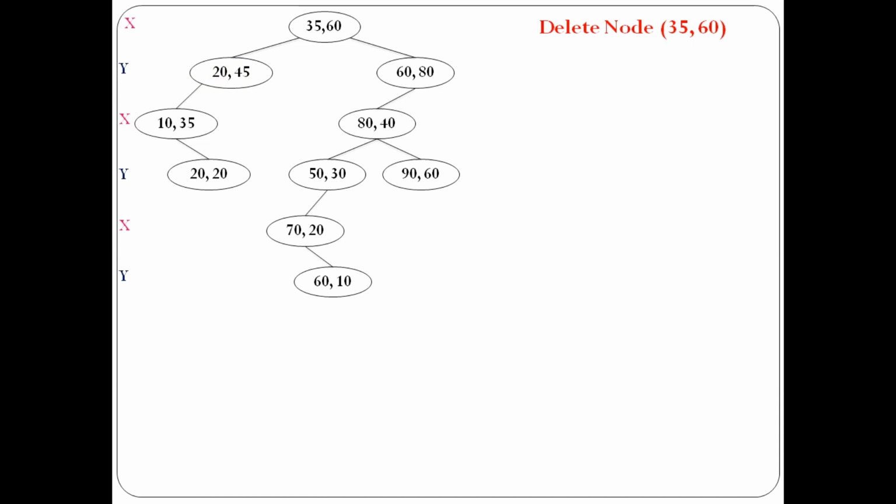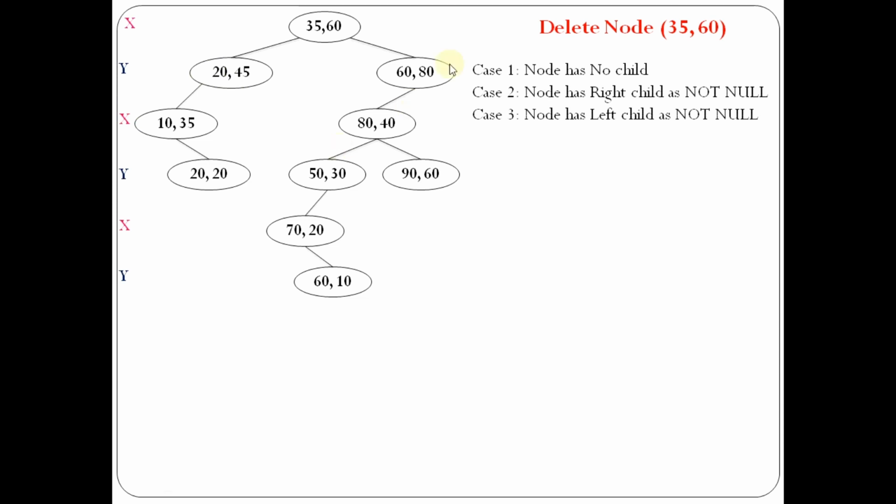There are three possible cases for node deletion in a multidimensional tree. Case number 1, the node has no child; case number 2, the node has a right child that is not null; and case number 3, the node has a left child that is not null. Identify in which particular case our example belongs. We want to delete the node (35, 60). (35, 60) has no child? No, so case 1 is not applicable. Case 2 is the node has a right child as not null. Yes, (35, 60) has a right child that is not null, so it comes under the category of case 2.